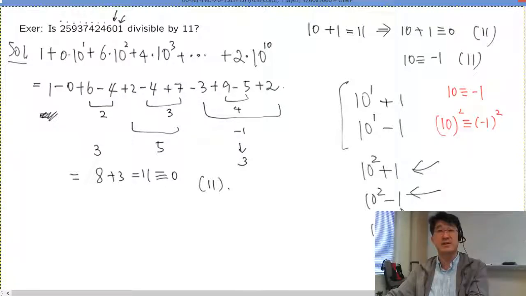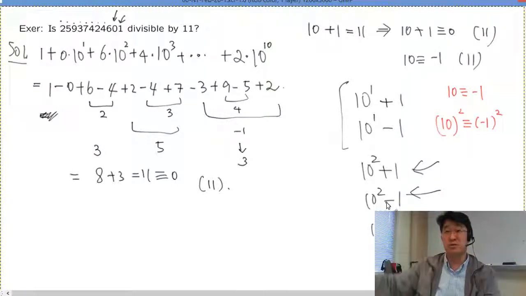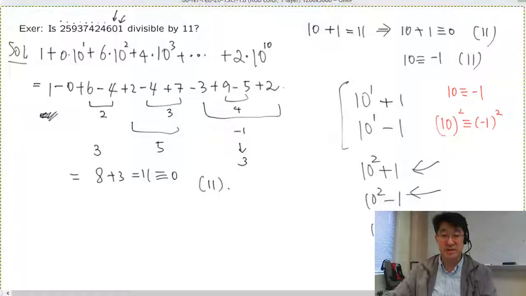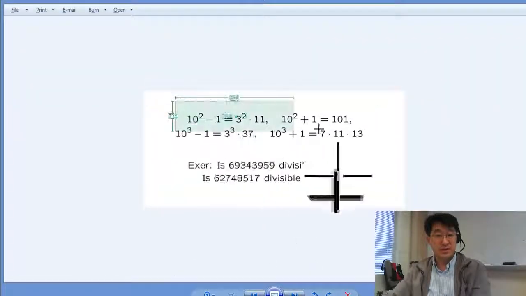So let's go to the next level. 10 squared plus 1, 10 squared minus 1. What's in it, right? If 13 is in it, then 10 squared will be replaced by 1, right? So you can go skipping one digit and you can replace that with 1. All right, let's see. So I did that, and here it is.